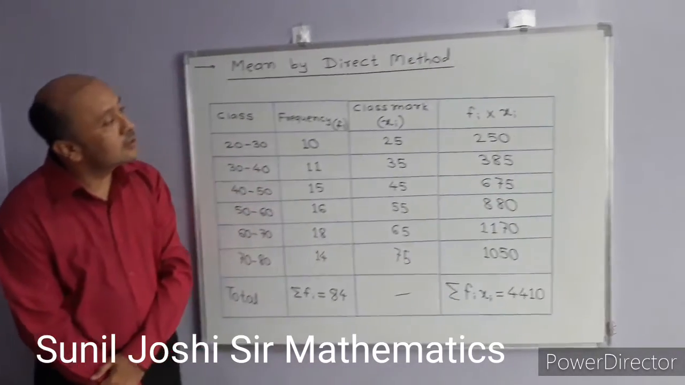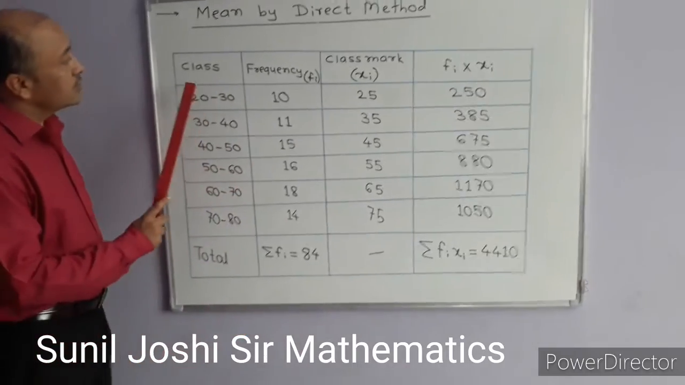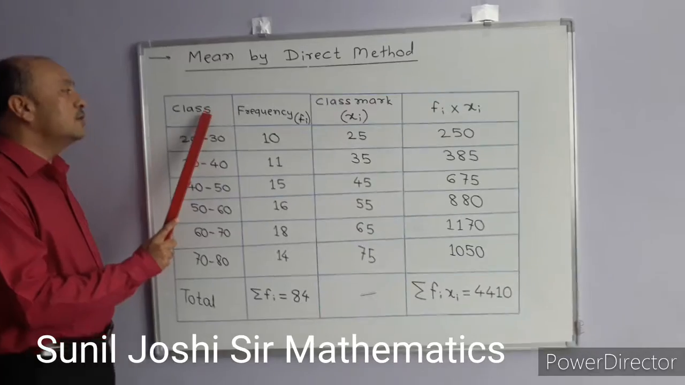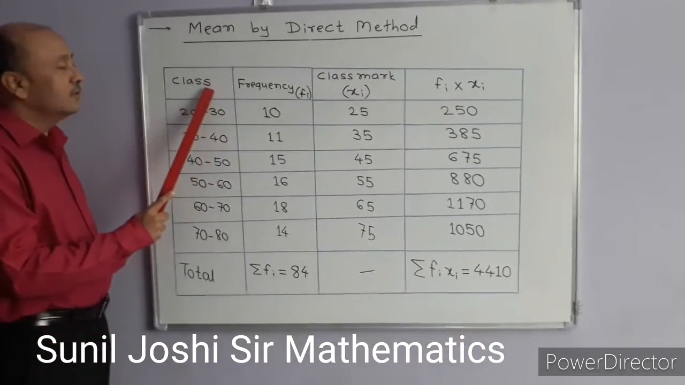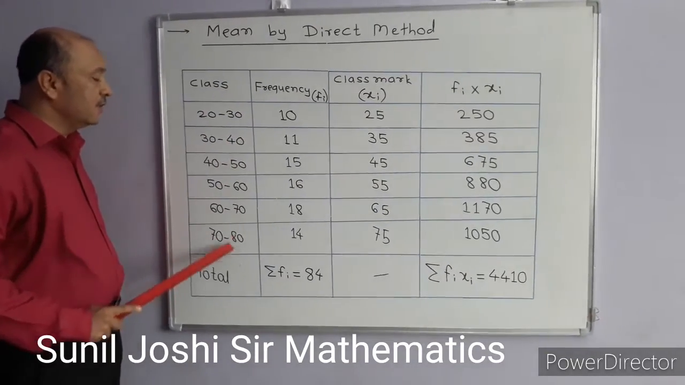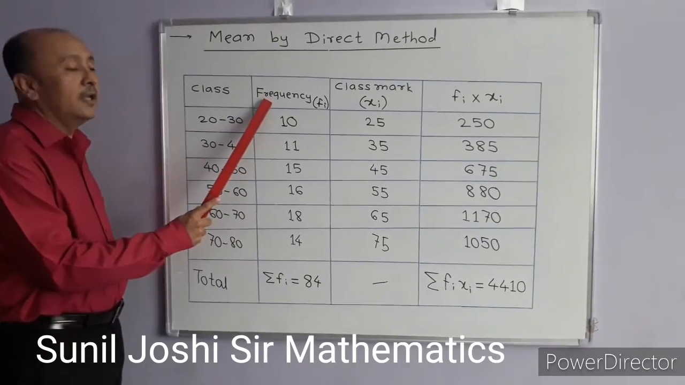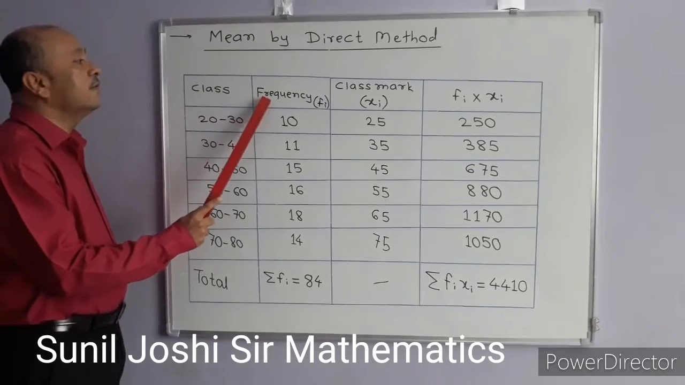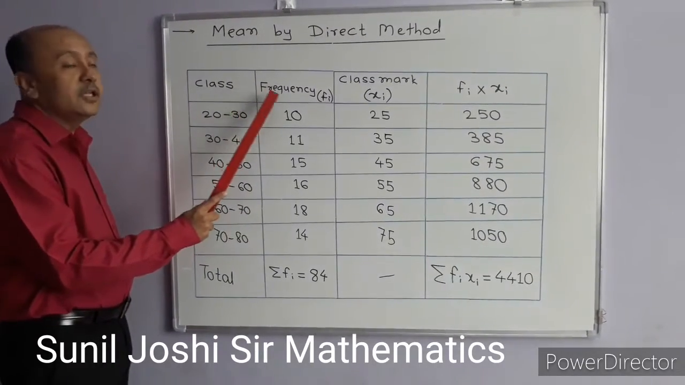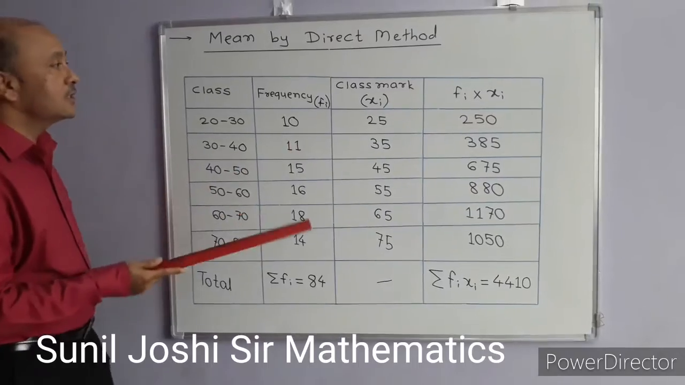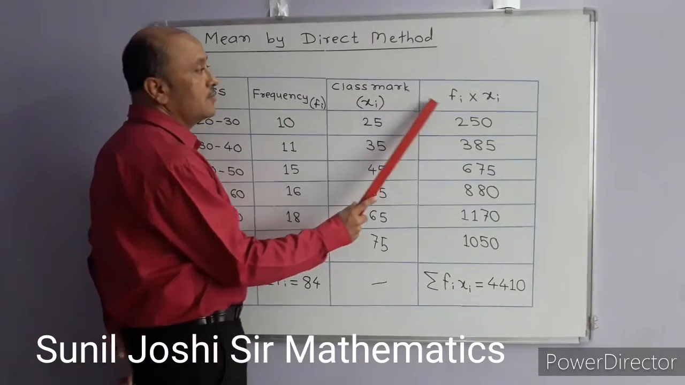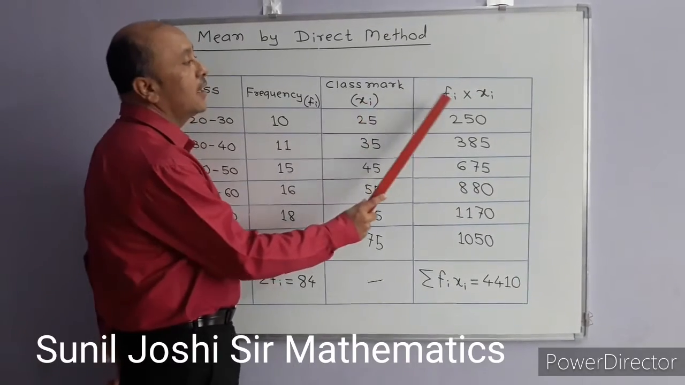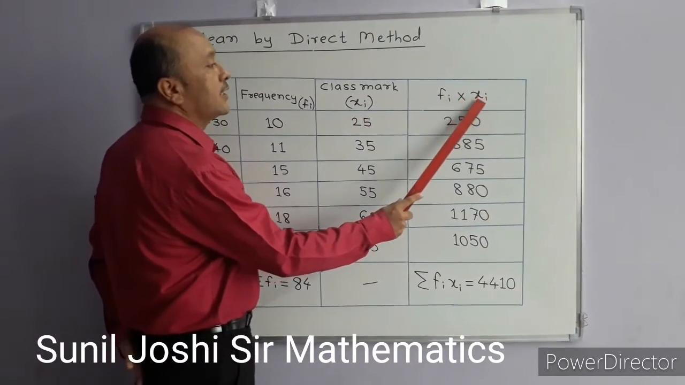So students, let us complete the table. The class and frequencies given horizontally in the question, we have written vertically. The first column is class, and the second column is fi, which is called frequency. These two columns are given in the question. What is next? We have to prepare two more columns. The next column is class mark, denoted by xi, and the last column is fi into xi.